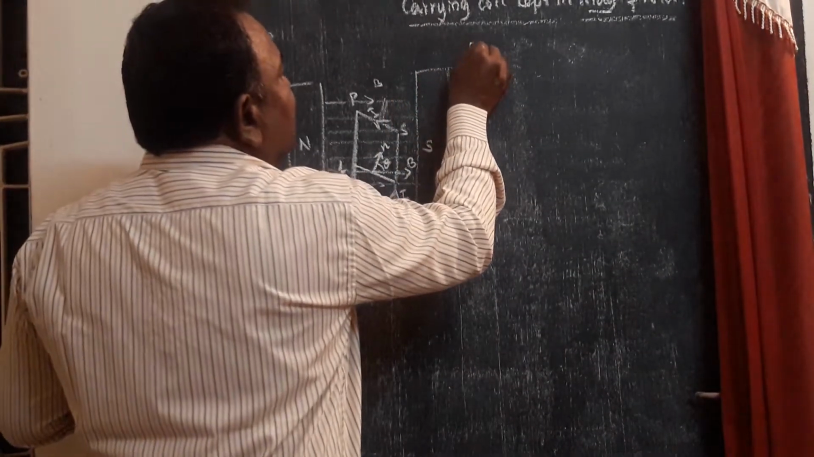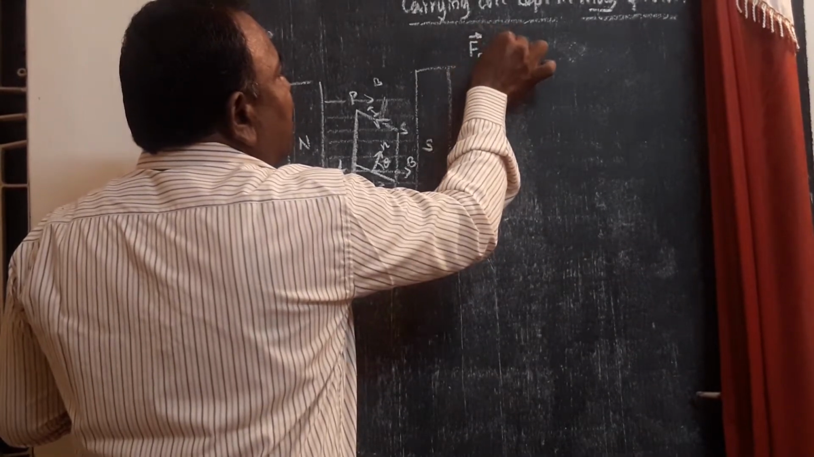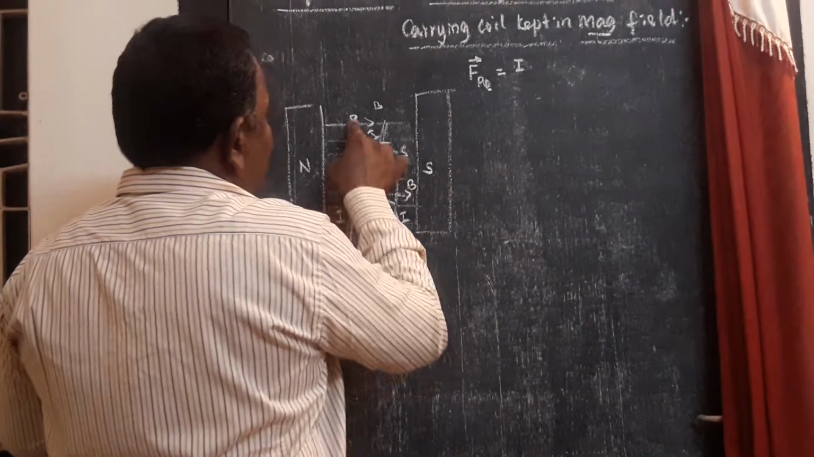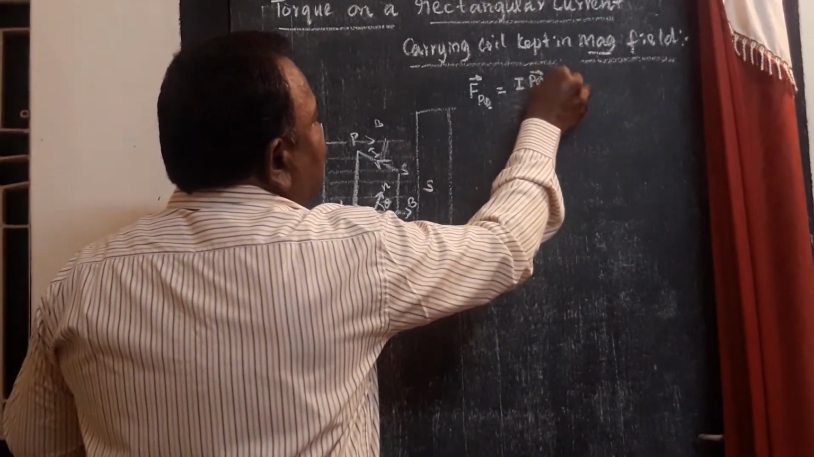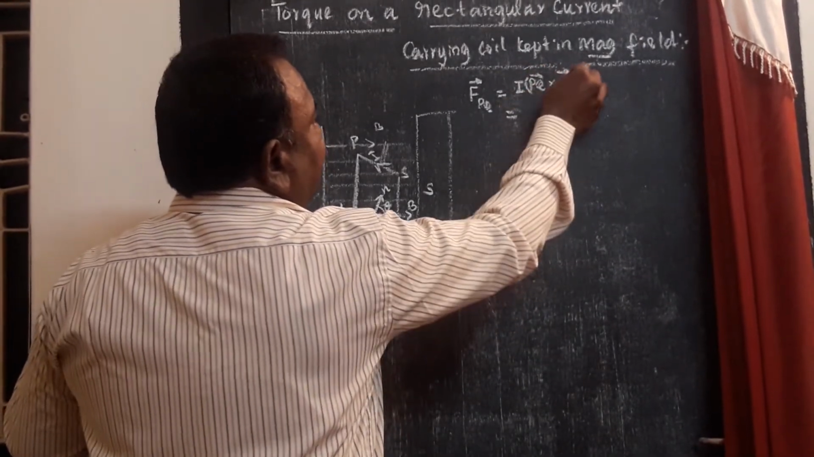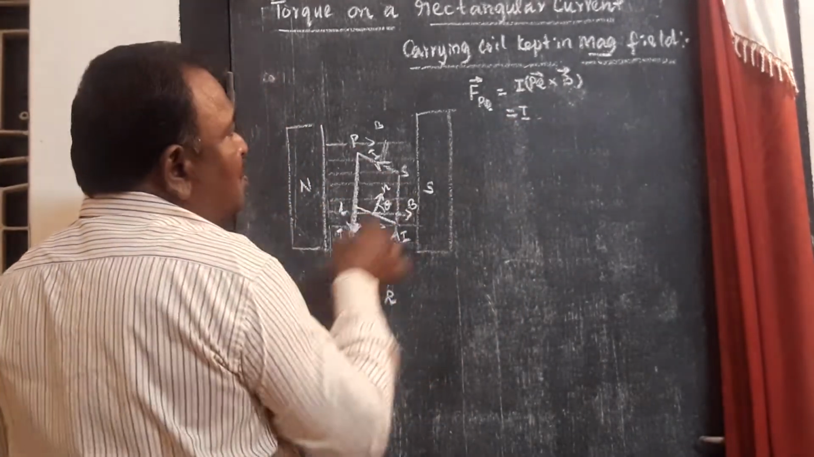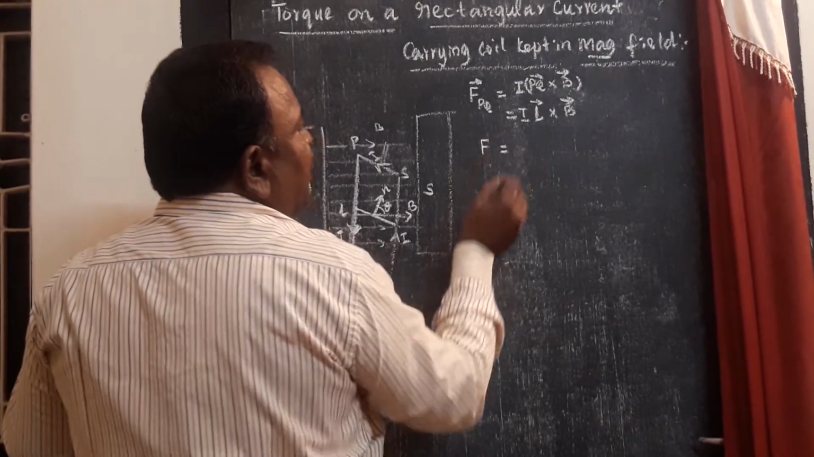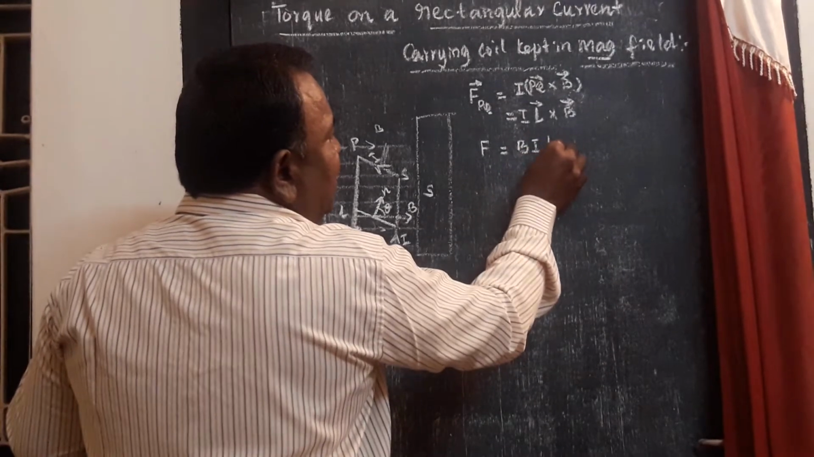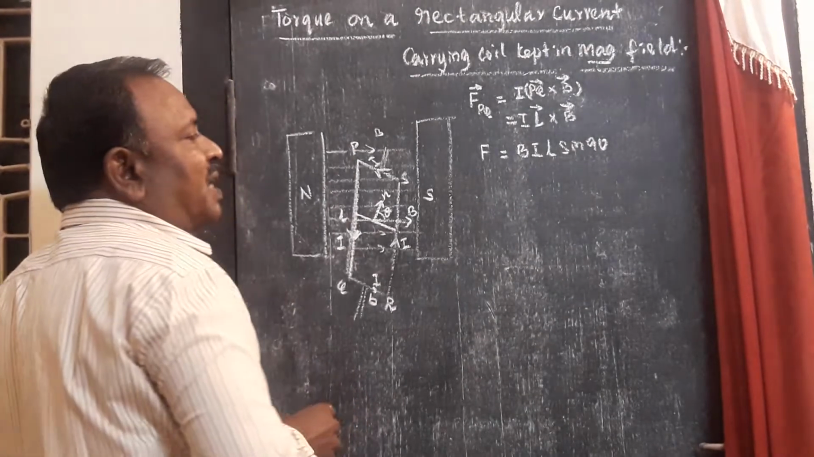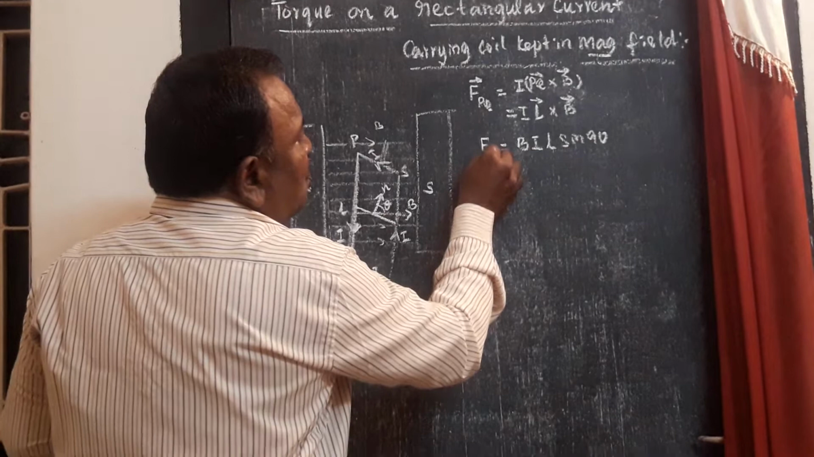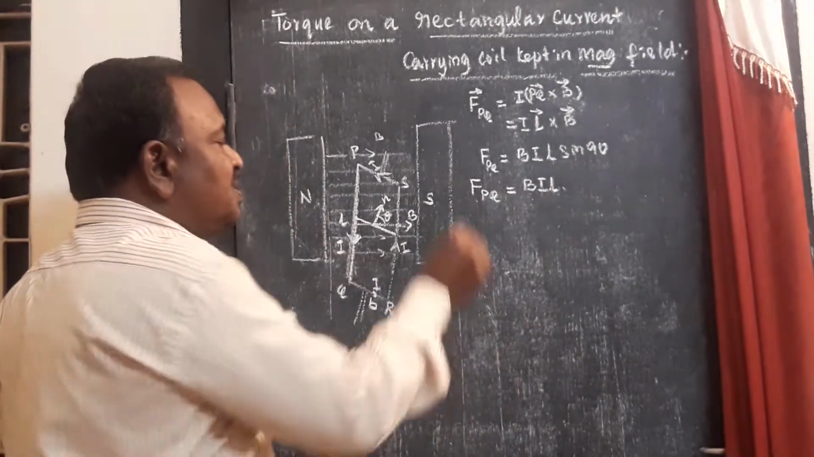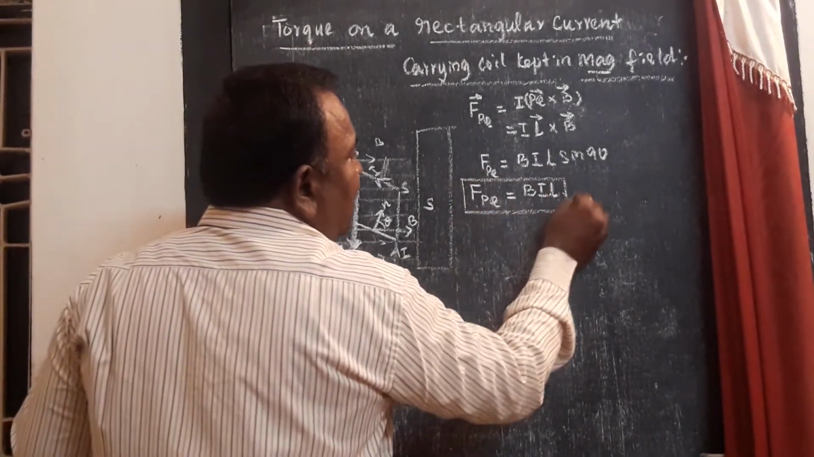So force on PQ is given by I L cross B, that is I PQ cross B. The magnitude of the force is given by F is equal to B I L sin 90. So sin 90 is 1. Therefore, force on PQ is equal to BIL. So this is the force on PQ. Let it be the first equation.